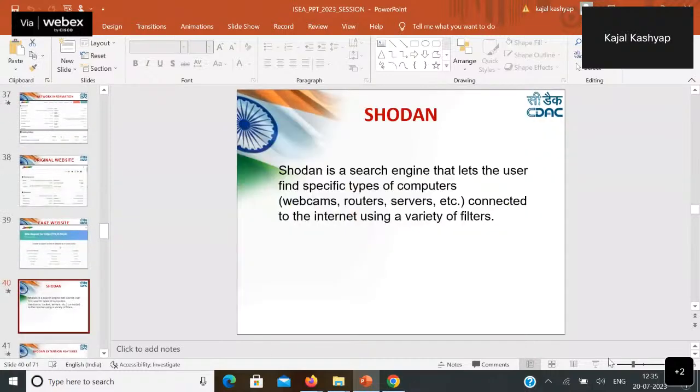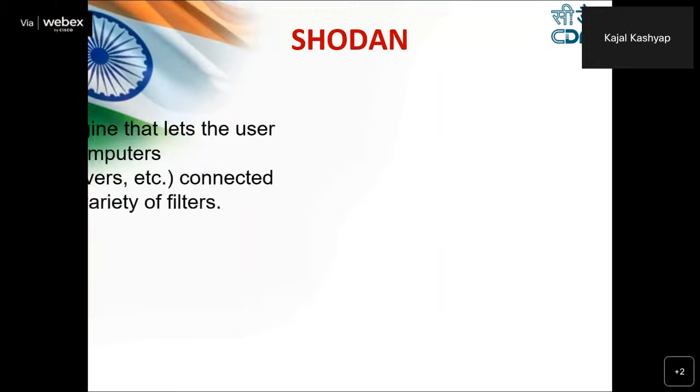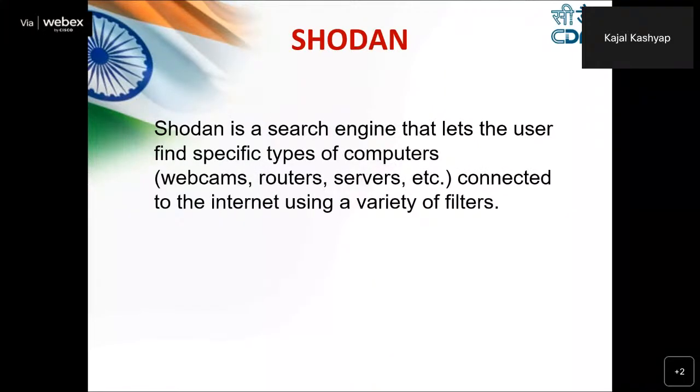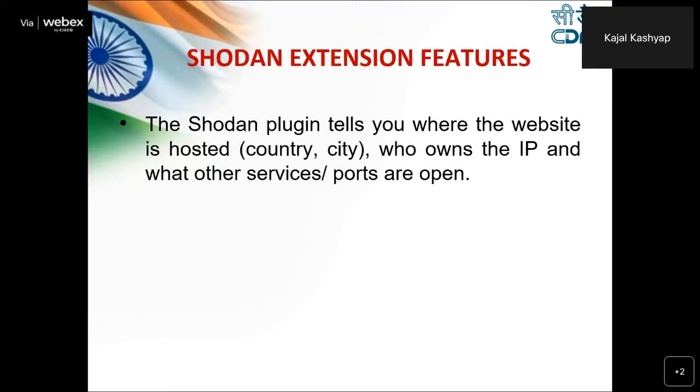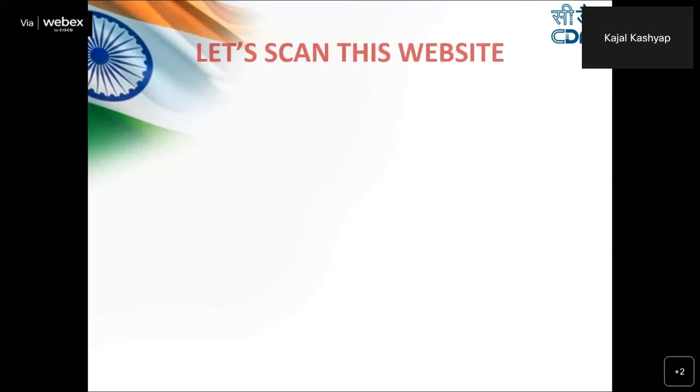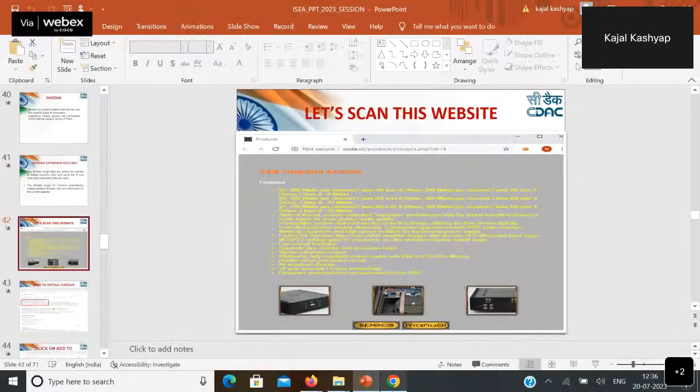Next we have Shodan. This is also similar to the Netcraft extension. Basically, this is also a search engine, and we can say it is also a browser extension that will tell you if the website is using any sort of routers, webcam servers, and a variety of filters. So basically this will tell you where the website is hosted, the country, the city, what the IP address is, what services it is running, and what open ports there are. Let me quickly show you this also.